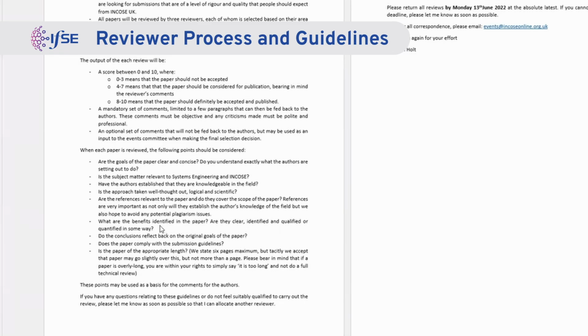The next point now, what are the benefits identified in the paper? Are they clear, identified and qualified or quantified in some way? If you're submitting a paper to the ASEC, there must be some value in it. There must be some benefit in it to a particular stakeholder or group of stakeholders. If you write a paper that says, we did this on this project and there's no discernible benefit, then you will be marked down on it. It is as straightforward as that.